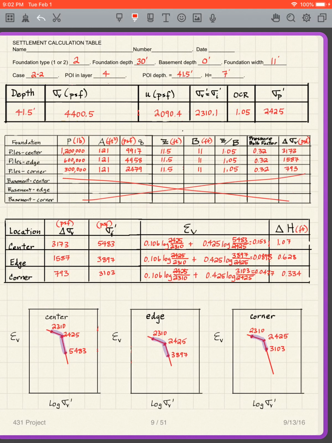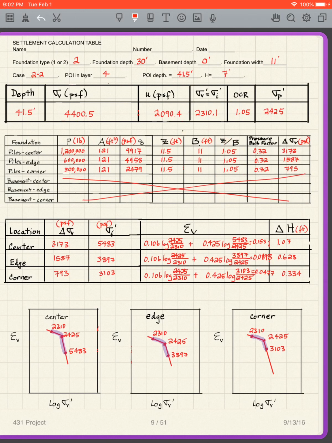And the Z is what? 11.5. How did I get that? Well, the point of interest depth is 41.5. That's 30. So that's going to be 11.5 there. And the B, the width, is 11. And so now I get a Z over B. I just take those straight, 1.05.